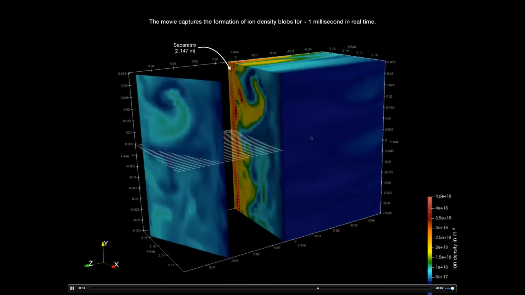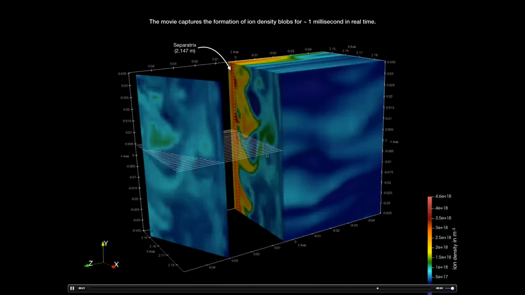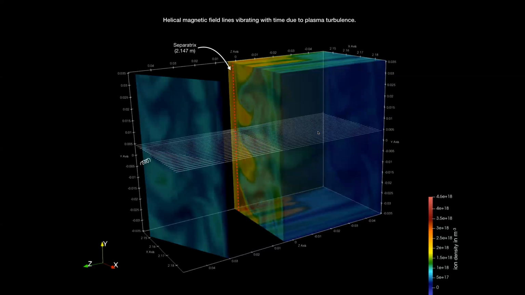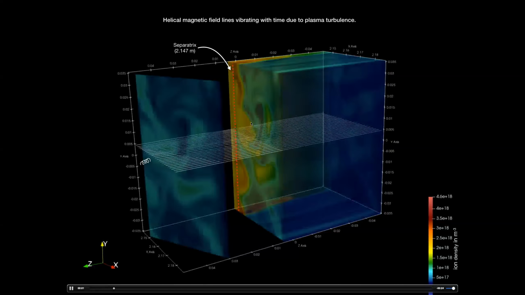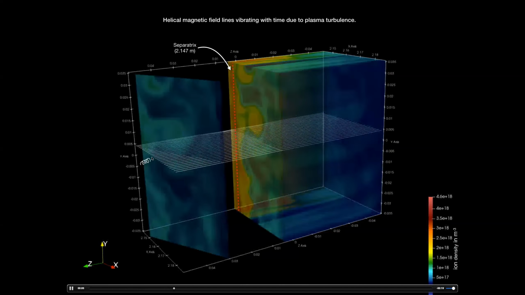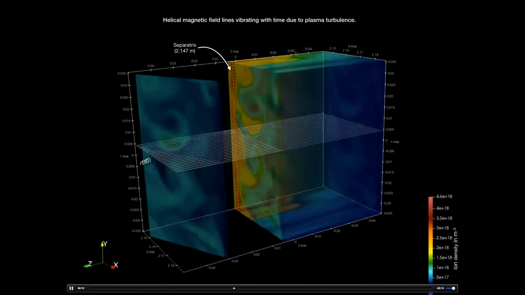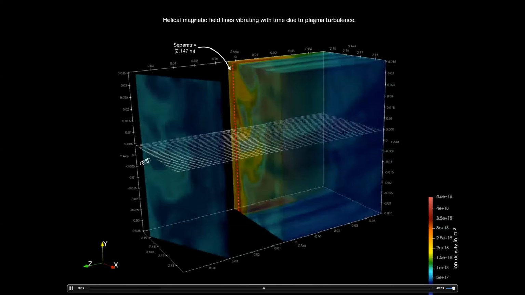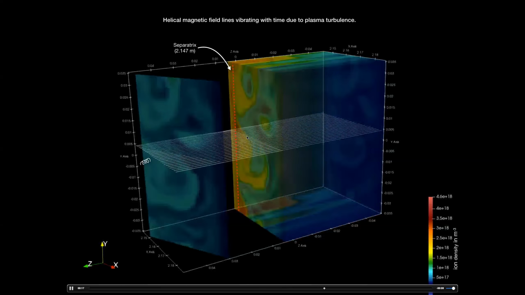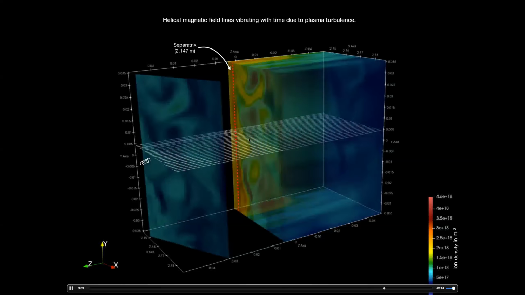Also, you can see the field lines are moving because of the plasma turbulence. So to capture these things better, I'll go to the next slide. Here I've just reduced the transparency, and remember these magnetic field lines are actually the helical magnetic field lines that go like this in the tokamak. But they are vibrating due to plasma turbulence. This vibration of the magnetic field lines is happening because of the plasma turbulence in the system, and these are vibrating in 3D.